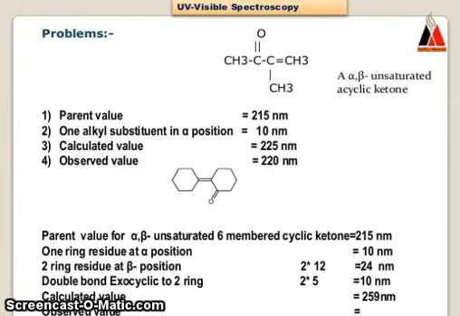Now problems. A: alpha beta unsaturated acyclic ketone, parent value 250 nanometer, 1 alkyl substituent in alpha position 10 nanometer, calculated value 225 nanometer, observed value 220 nanometer. Parent value for alpha beta unsaturated 6-member cyclic ketone 250 nanometer, 1 ring residue at alpha position 10 nanometer, 2 ring residues at beta position 2 into 12, 24 nanometer, double bond exocyclic to 2 rings 2 into 5, 10 nanometer, calculated value 259 nanometer, observed value the same.